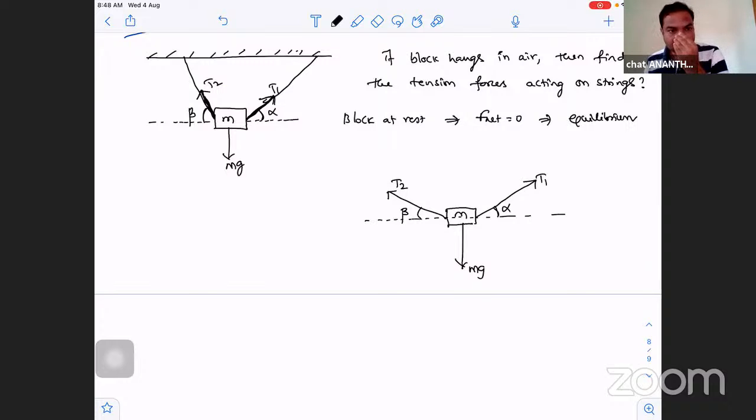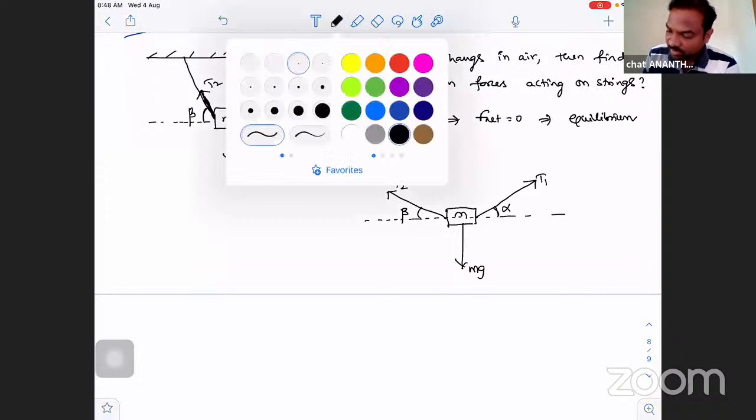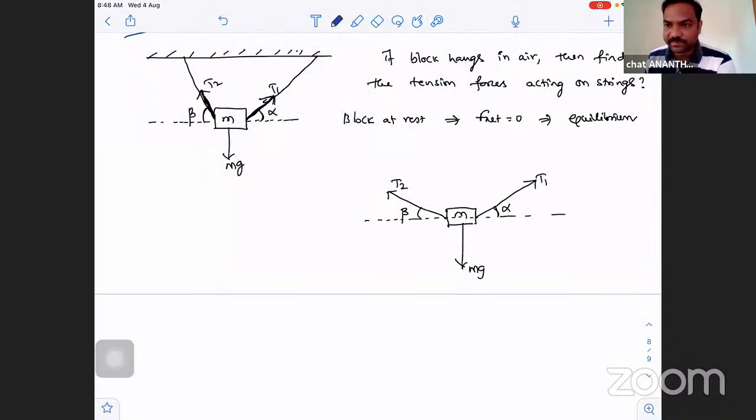Okay. So in total how many forces are acting? 3 forces are acting. And what we have to find out? We have to find the T1 value and T2 value. But what is the resultant of all these 3 forces? The resultant of all these 3 forces will be 0. Resultant is 0 means all will cancel out each other. So that's why I'm making them into components.